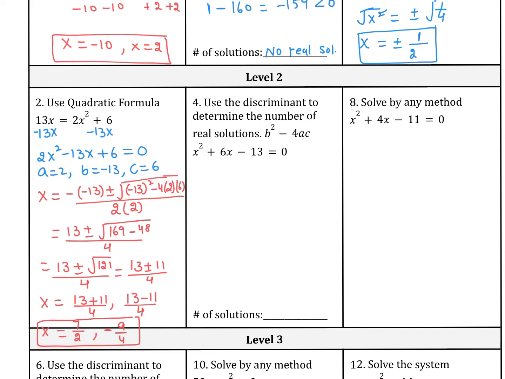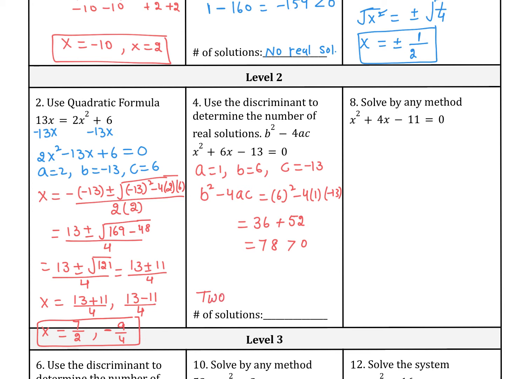For the discriminant, a is 1, b is 6, c is negative 13. b squared minus 4ac is going to be 6 squared minus 4 times a times c, 36 plus 52, and that's going to be 88, greater than 0. Whenever the discriminant is greater than 0, you're going to have two real solutions.